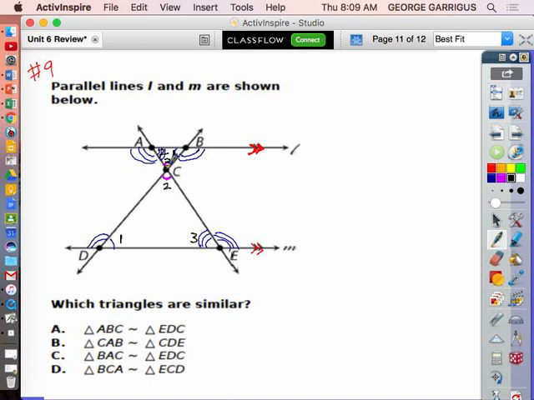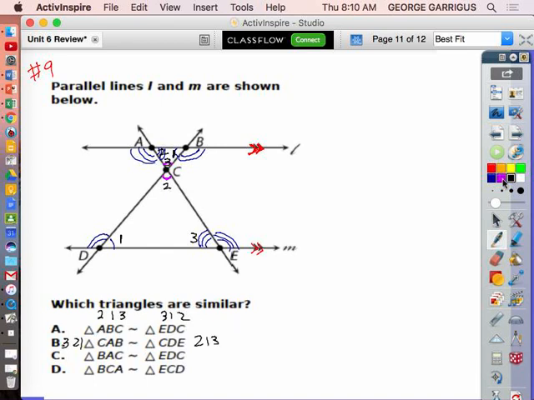A, B, C. Looks like I labeled that angle 2, angle 1, and angle 3. Okay, 2, 1, 3. Let's try this one. E, D, C. E was 3. D is 1. And C is 2. That doesn't match. Let's try CAB. CAB is 3, 2, 1. Let's do 3, 2, 1, and then CDE. CDE is 2, 1, 3.